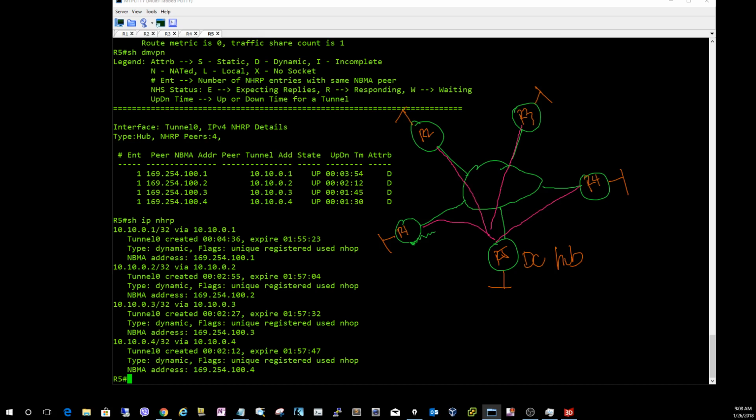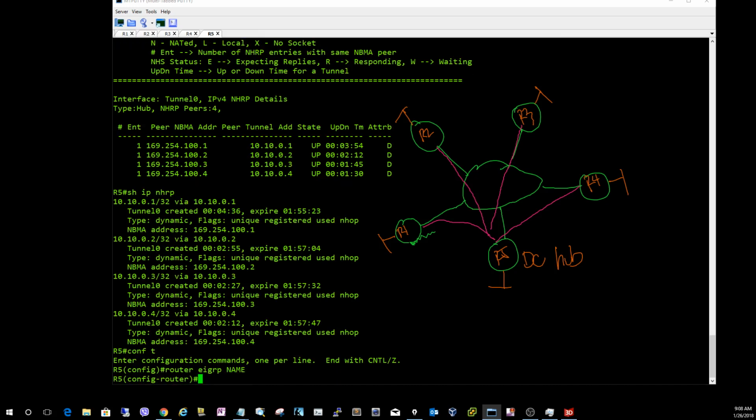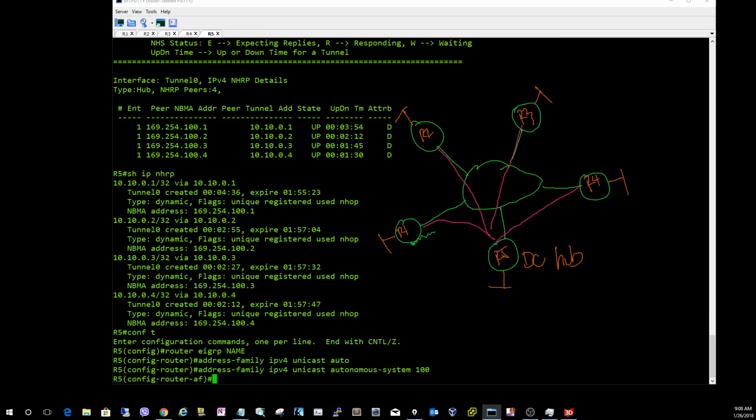Okay, now let's do some EIGRP on this thing. Let's do named mode. Router EIGRP named, address family IPv4 unicast autonomous system, I'm gonna complete the 100. And network, we'll advertise the 10 network, 10.10.0.0 0.0.0.255.